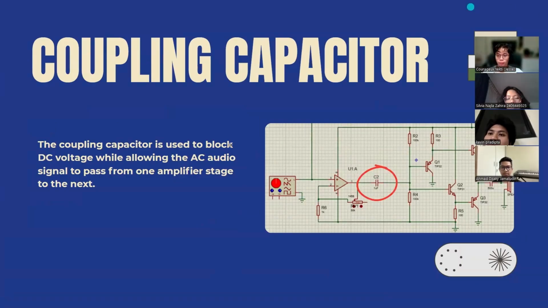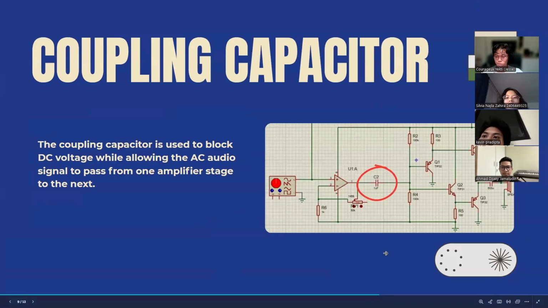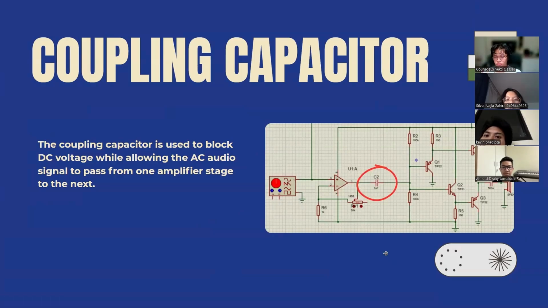So next is the coupling capacitor. It's used to block the unwanted DC voltage while allowing the AC audio signal to pass through. This helps protect the speaker from the DC current, and ensures only the amplified audio signal reaches the output stage.